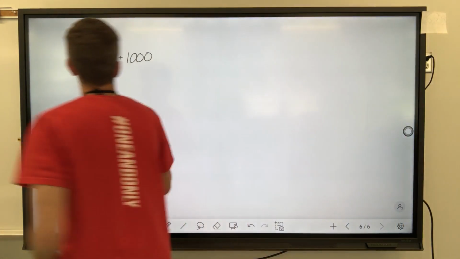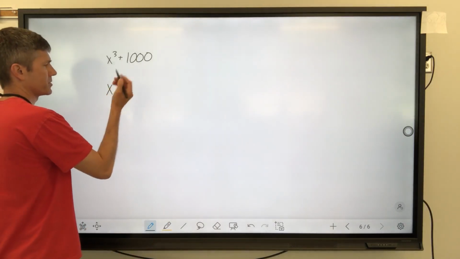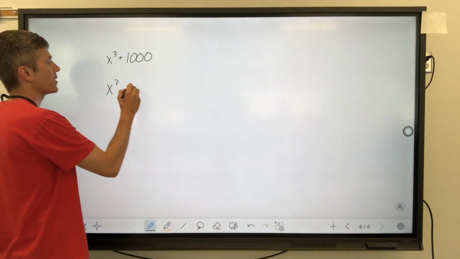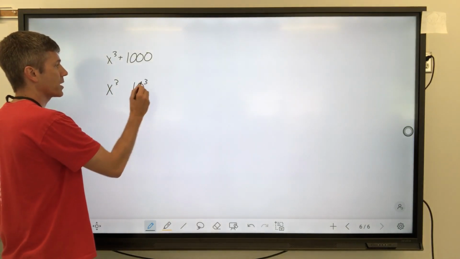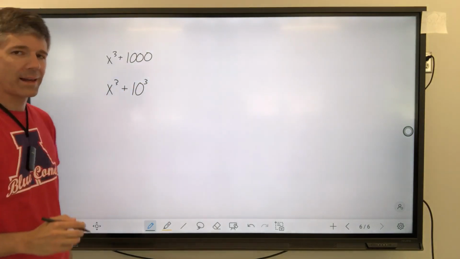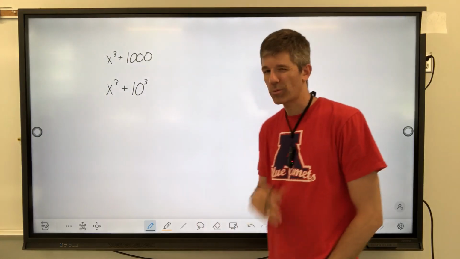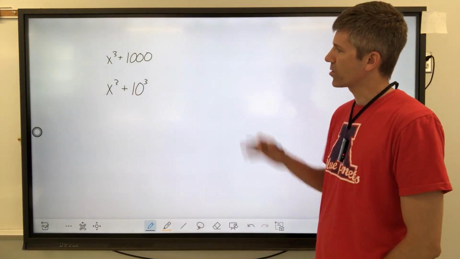So here's the deal. You have x cubed, which is x cubed. No surprises there. And you have 1,000, which is 10 cubed. It helps to know your cubes. So it might help for us to make a list of perfect cubes. We'll take care of that in a few minutes. So this is what I'm dealing with.